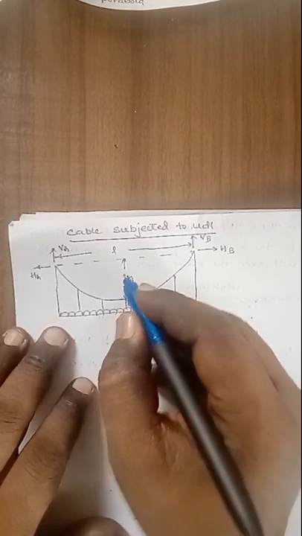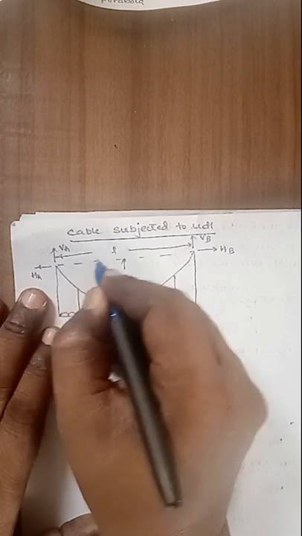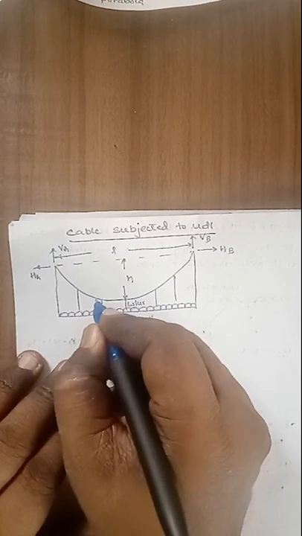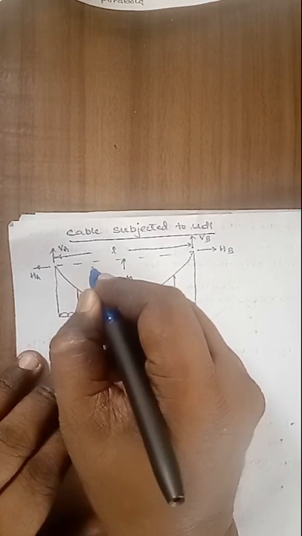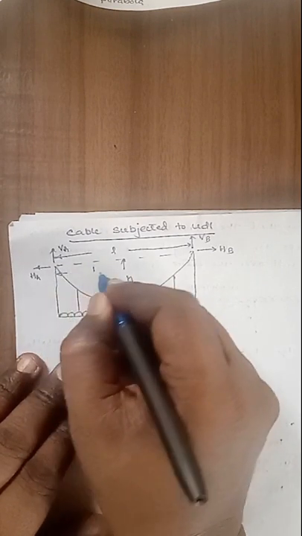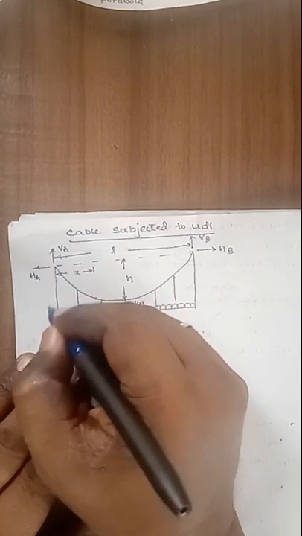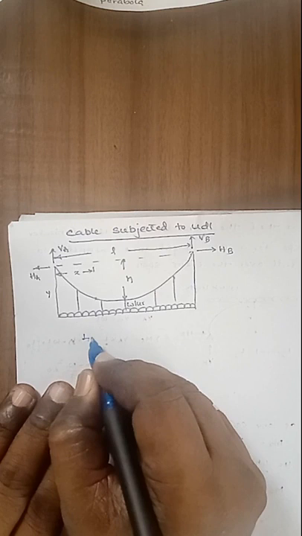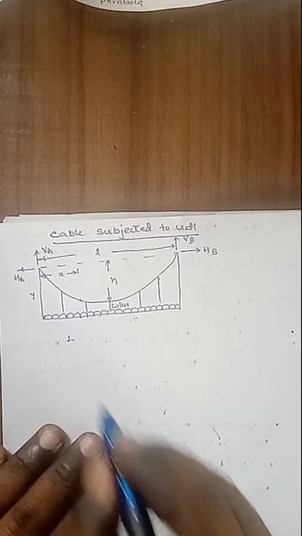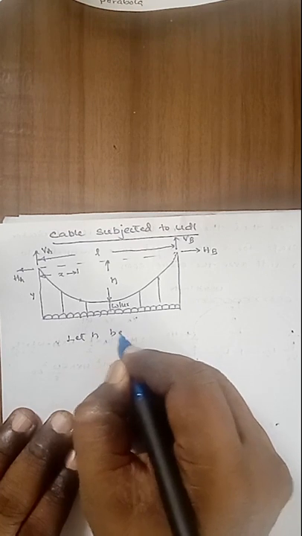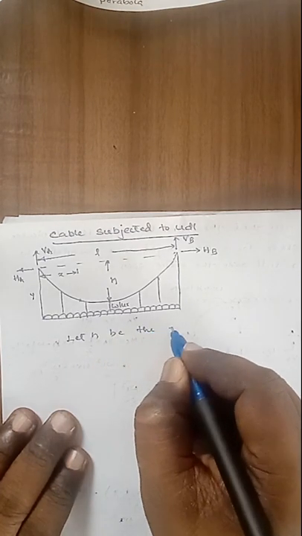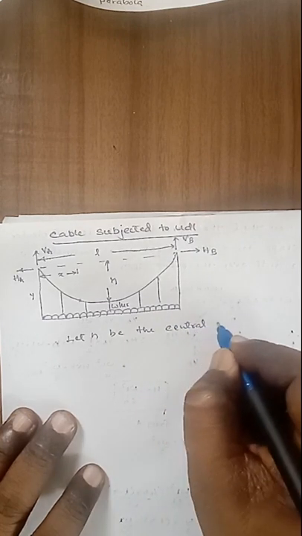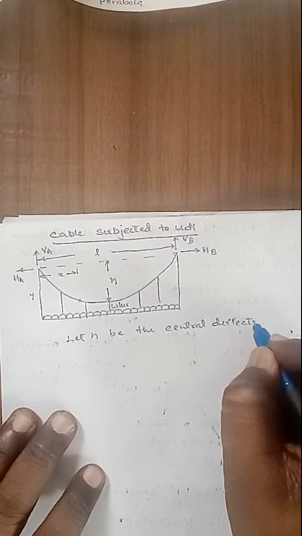Here if you consider A as origin, this one as x-axis, this one as y-axis, at any section the distance may be considered as x from the origin A. This distance is x and this one is y. Let H be the central deflection, or sag, or dip.